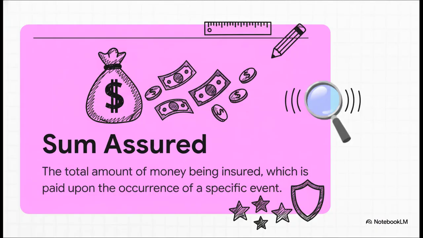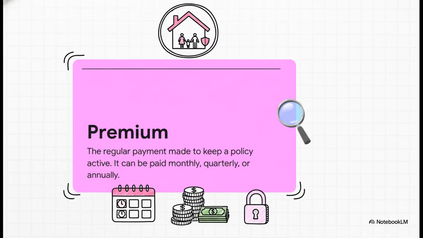First up is the sum assured. This is the headline number, the big one. It's the total amount of money your policy is actually for, the lump sum that gets paid out when a claim is made. Then you've got the premium.